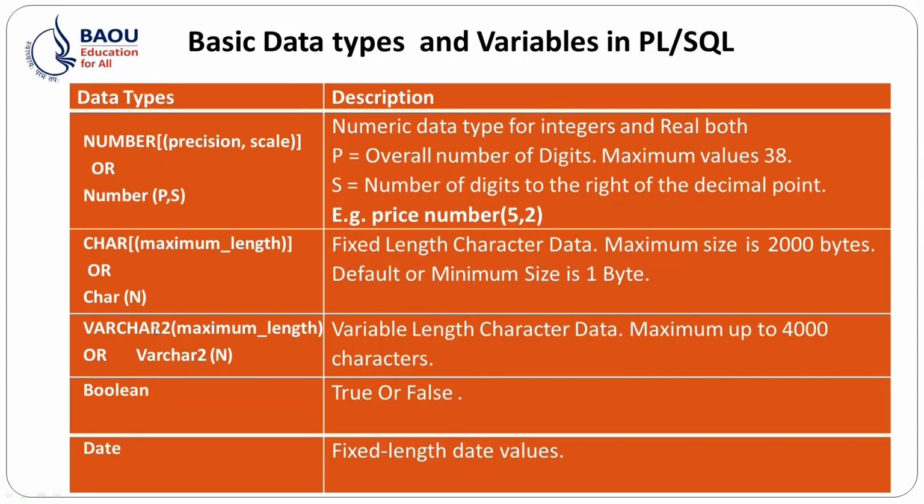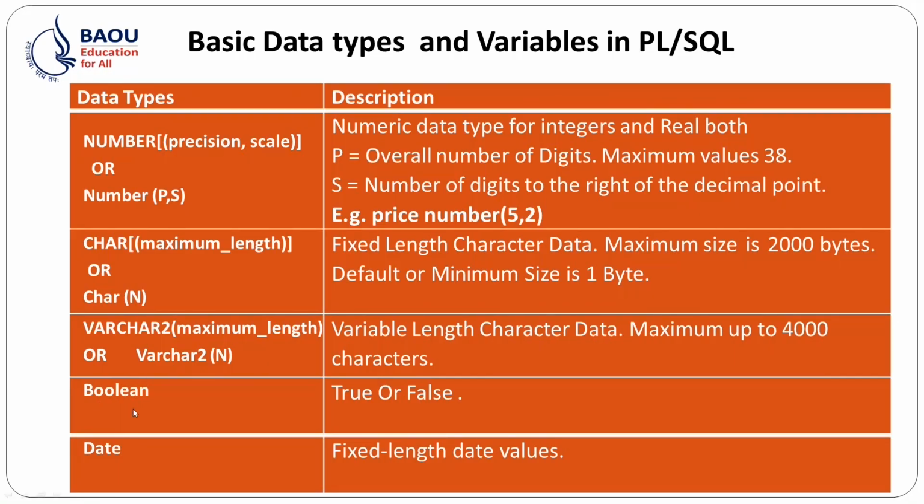Now varchar2, with the length, the number of characters, in brackets. We can use the varchar2 data type to store variable length character data. The varchar2 data type takes a required parameter that specifies the maximum length, up to 4000 bytes. So the maximum we can store is up to 4000 characters.